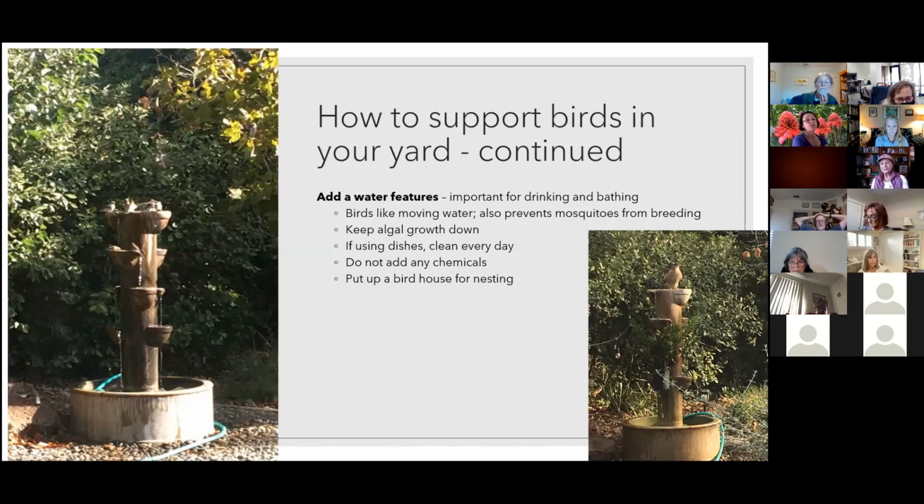If you do use dishes, make sure that they stay clean, again, to prevent diseases. Never add any chemicals to prevent algal growth, so no chlorine or anything like that. And a birdhouse for nesting nearby is also a nice addition.